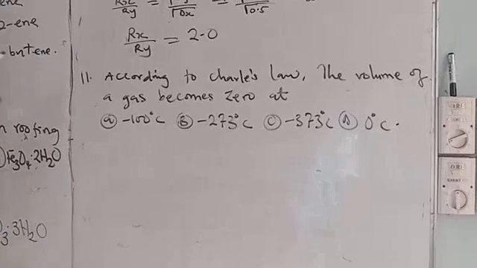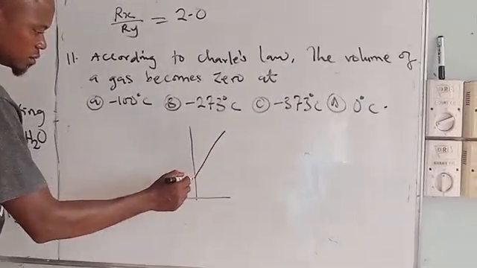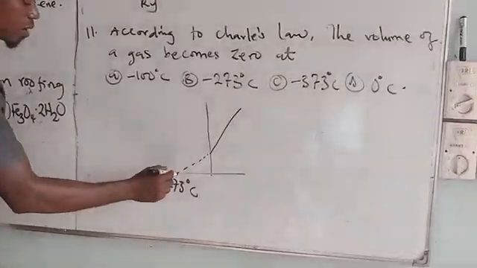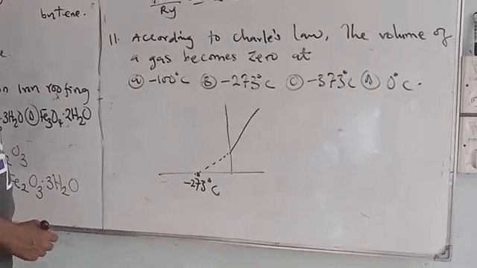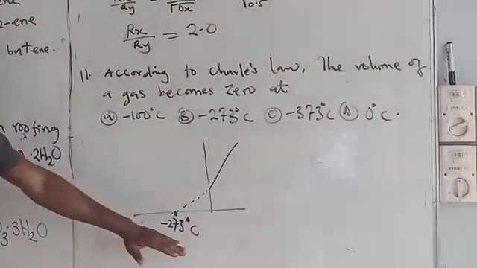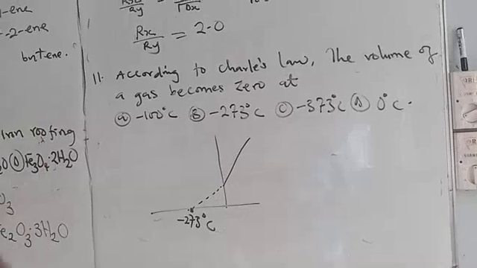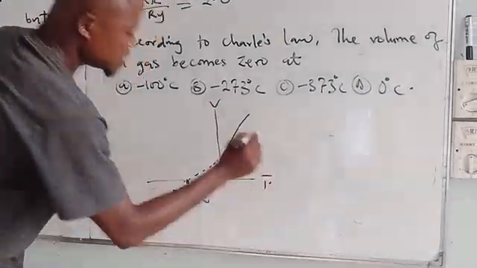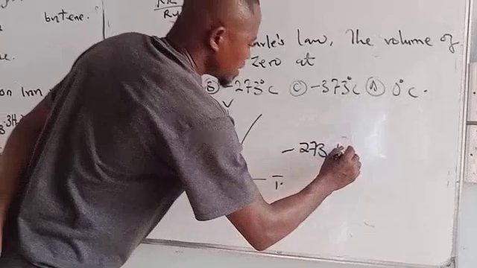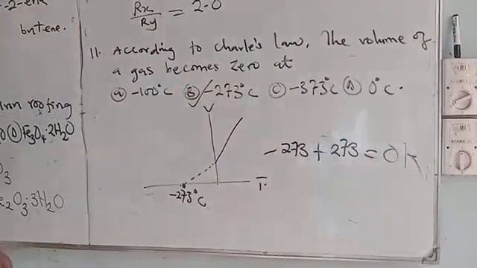It becomes 0 at 0 Kelvin. If you draw the graph of Charles' law, with V and T, this is going to be minus 273 degrees Celsius, which is why the volume becomes 0. At this temperature, which is also 0 Kelvin, the volume of a gas becomes 0. If you convert minus 273 to Kelvin, you add 273, so this equals 0 Kelvin. So the correct answer is option B.